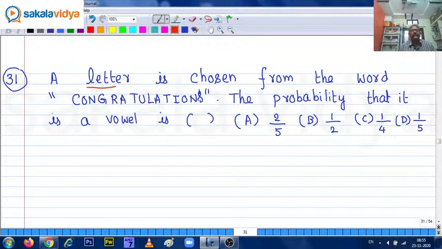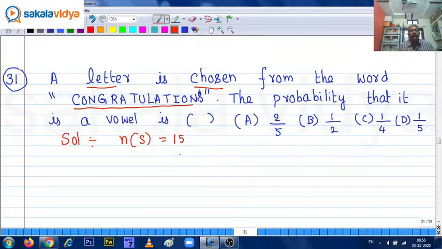A letter is chosen or selected from the word congratulations. Now I ask you one question. How many total number of letters are present in the word congratulations? Just count it. That needs to be treated as our total outcomes. N of S is 1, 2, 3, 4, 5, 6, 7, 8, 9, 10, 11, 12, 13, 14, 15. Am I correct? You can check it now.